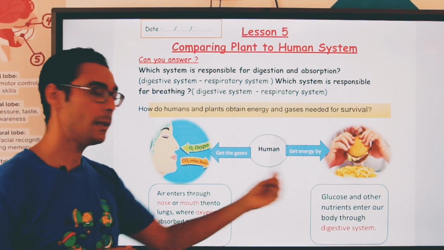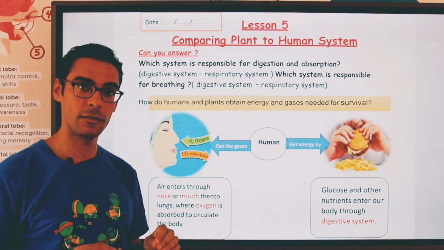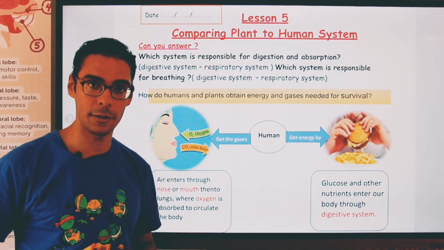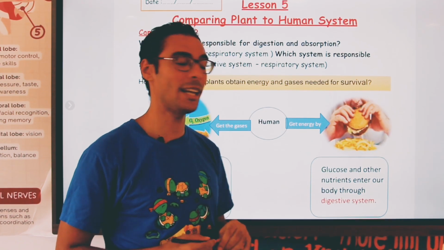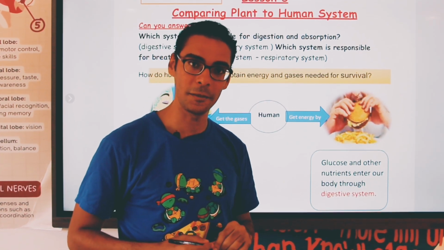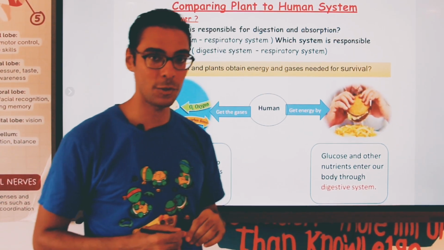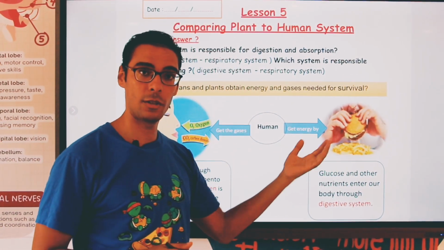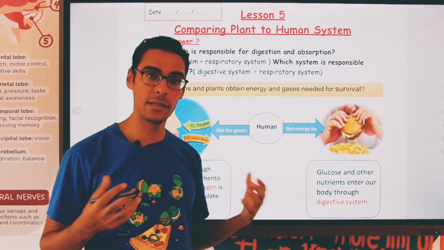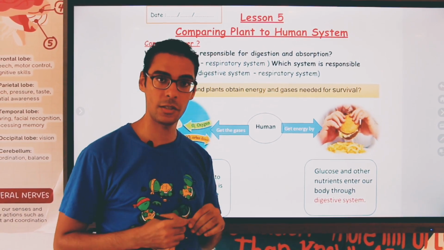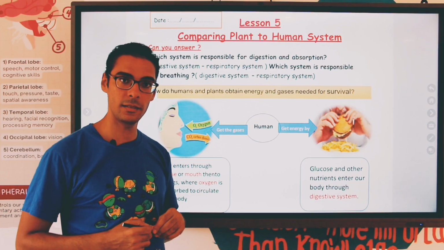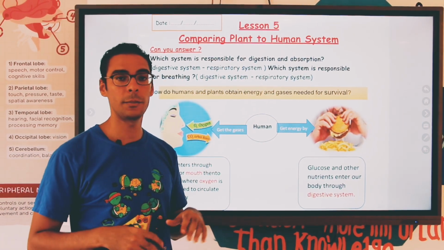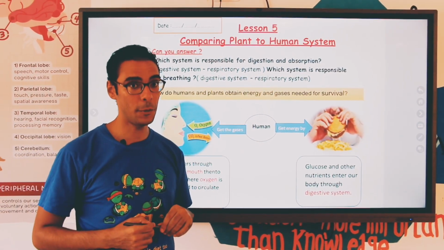Actually, the human has two main systems to obtain the energy, to be specific. The first system is responsible for getting the nutrients from the food that we eat. I guess you might remember the digestive system from primary 4. It's responsible for the digestion of the food, breaking down the big pieces of food into tiny pieces of nutrients that will be absorbed within the small intestine. Later on, they're going to be distributed all over the human's body parts.